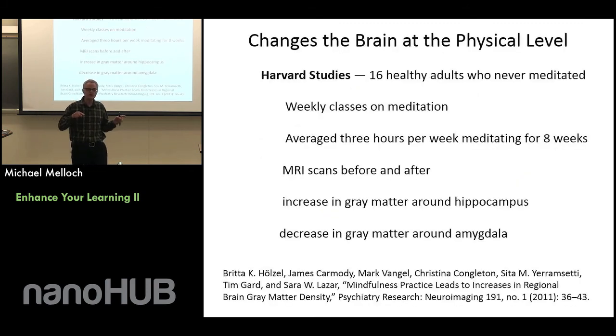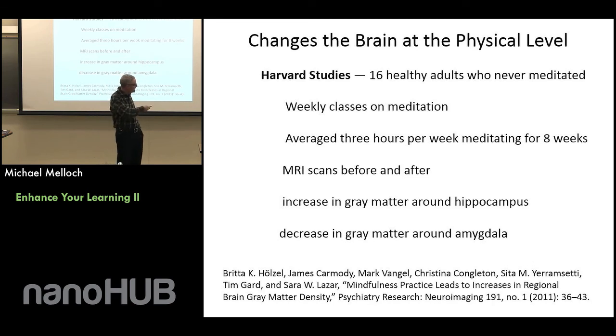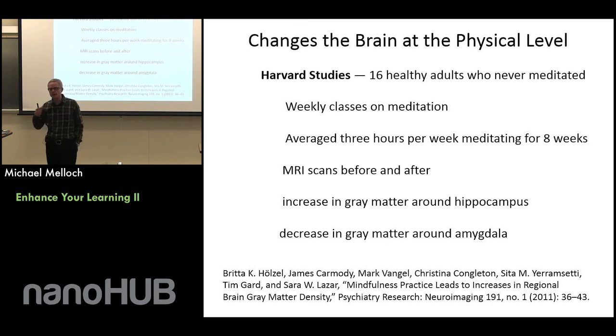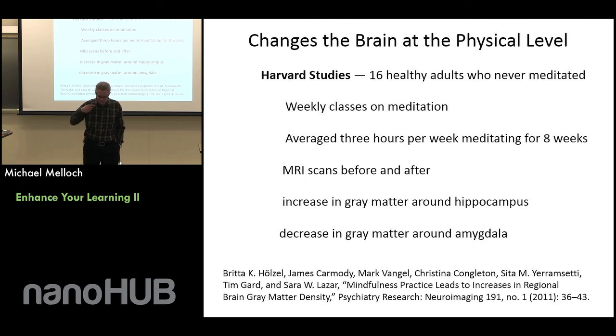And meditation causes visual changes in the brain. So this study at Harvard took 16 adults, and they had weekly classes on meditation. They were doing a lot of meditation, but this was only over an 8-week period. They averaged 3 hours a week meditating for 8 weeks. The MRI scans showed there was an increase in gray matter around the hippocampus and a decrease in gray matter around the amygdala. Now the amygdala is, as I mentioned earlier, involved in emotional responses like fear, anger, and rage.